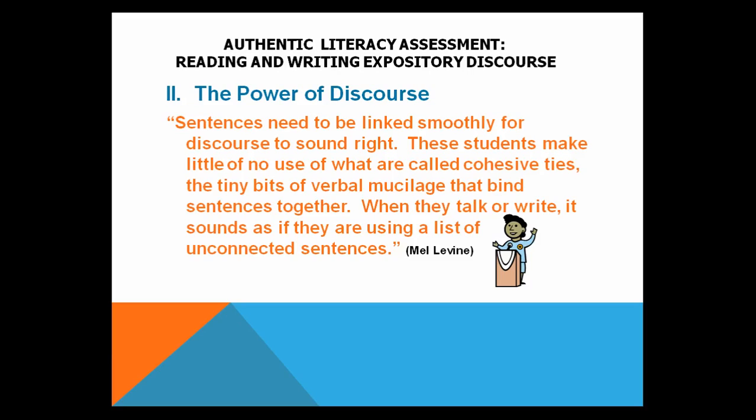Sentences, the power of discourse. In 4th through 6th grade, sentences need to be linked smoothly for discourse to sound right. These students make little or no use of what are called cohesive ties, the tiny bits of verbal mucilage that bind sentences together. When they talk or write, it sounds as if they are using a list of unconnected sentences.